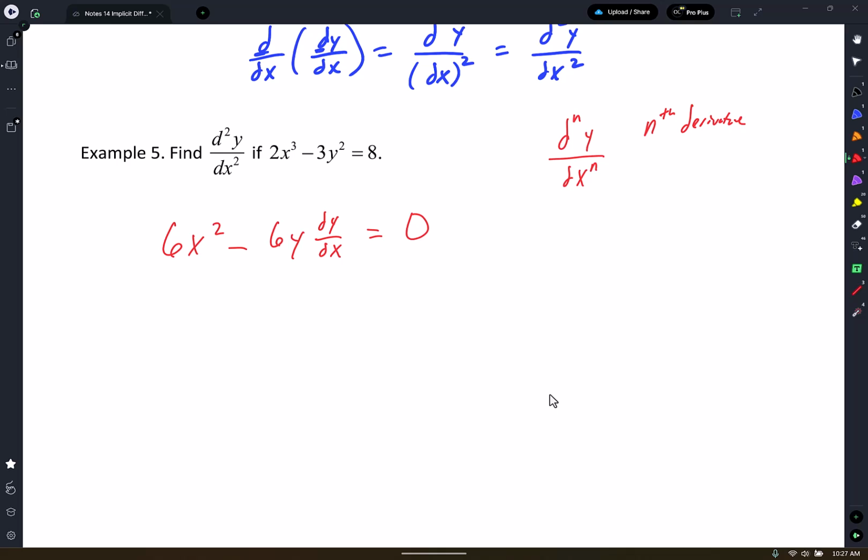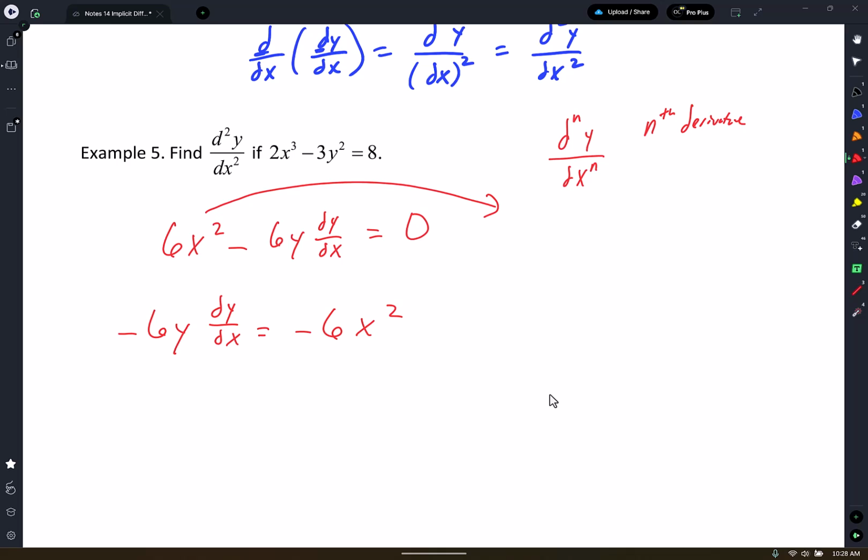Cool or not cool? Move the 6x squared to the right. So negative 6y dy/dx equals negative 6x squared. Are we still okay? Why do we not take the second derivative right before we do that? Because we want to isolate dy/dx before we take a derivative. That way we can see what rule we're going to apply. You know what I mean?